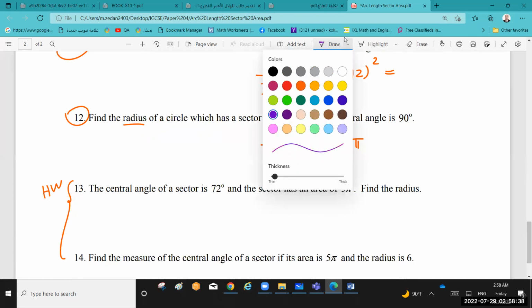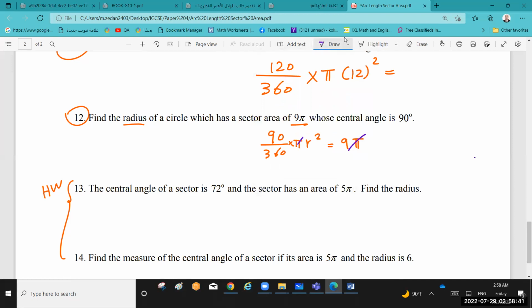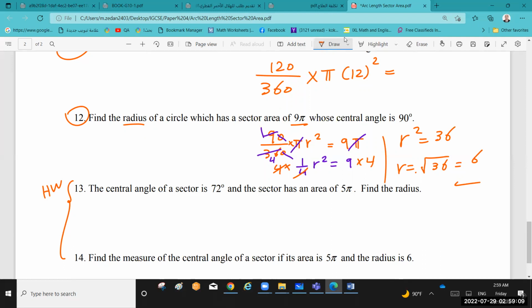So divide by pi on both sides, then divide 90 and 360 by 90, so I have 1/4 r squared is equal to 9. Multiply by 4 to remove the quarter. Now r squared is equal to 36, and simply r is the square root of 36, of course the positive square root, which is 6. And this is the radius of the circle.